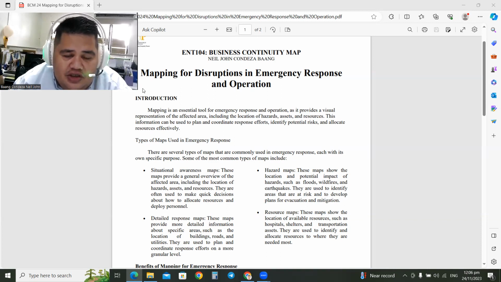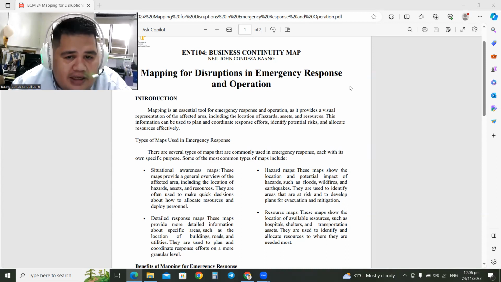For the introduction, mapping is an essential tool for emergency response and operation as it provides a visual representation of the affected areas, including the location of hazards, assets, and resources. This information can be used to plan and coordinate response efforts, to identify potential risks, and allocate resources effectively.